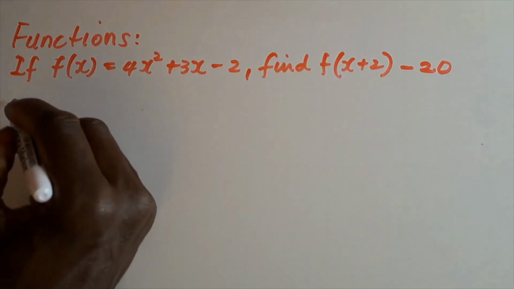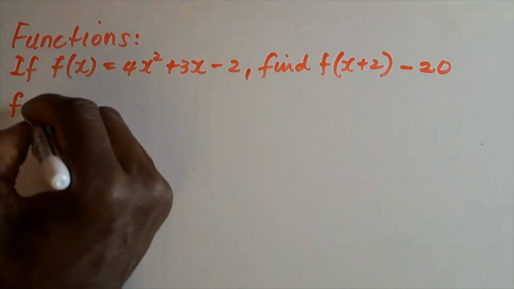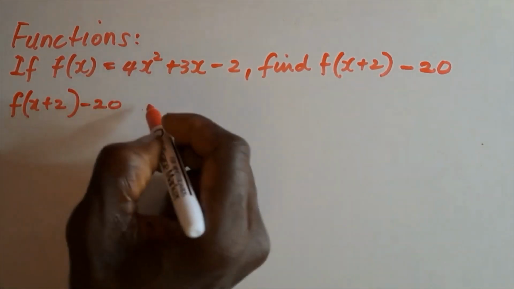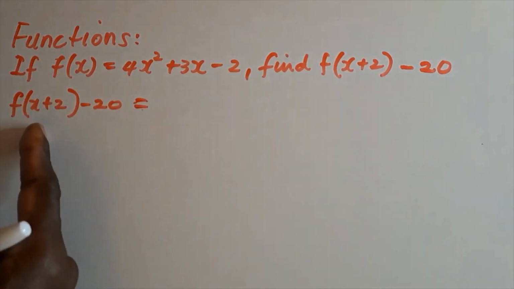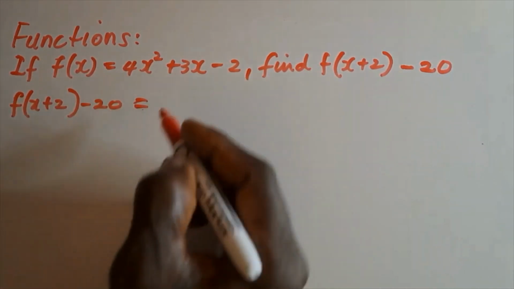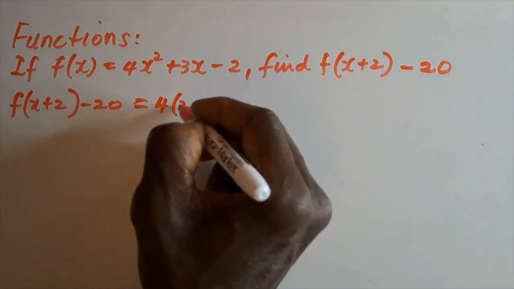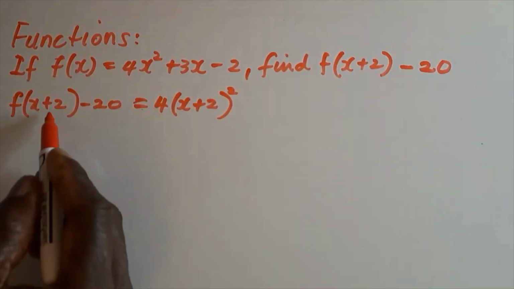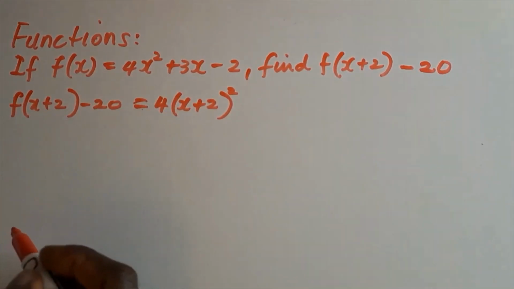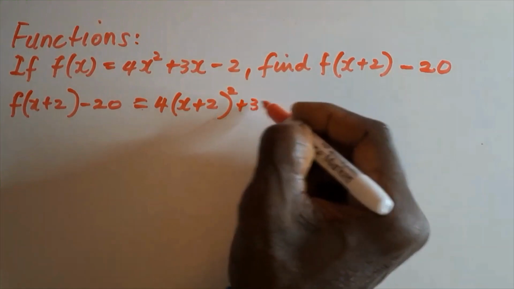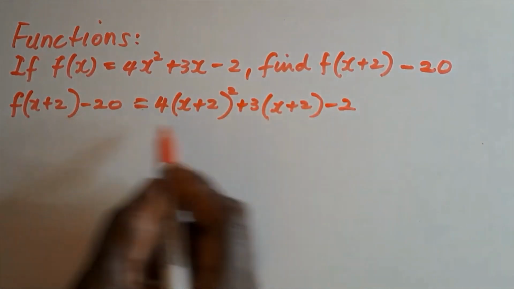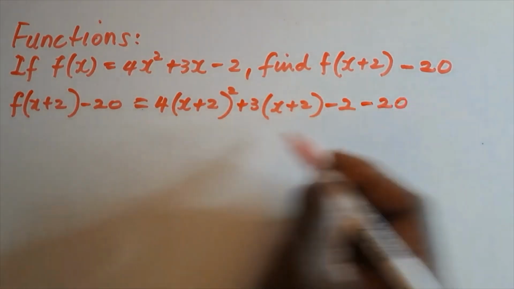Now this becomes f of x add 2 minus 20. Now our input is not x, but it's x add 2. So we have 4 brackets x add 2 squared. Wherever we have x, we're substituting the input x add 2, add 3 brackets x add 2 minus 2, and now we have to add the negative 20.